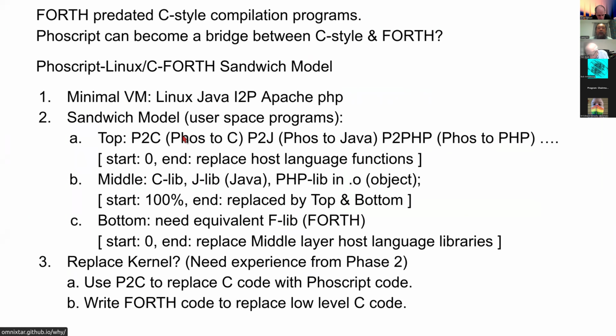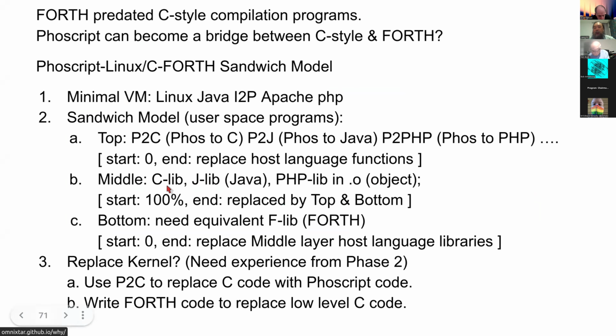Then the next thing that we should do is, okay, we can start coding, translating the C code into FOSScript, Java to FOSScript, and so on. This is the top layer work. So at the beginning, we have zero. In the end, the objective is to replace the host language function with FOSScript.